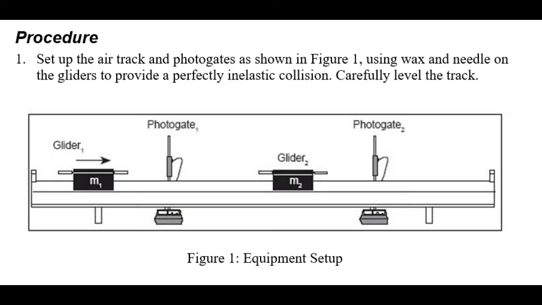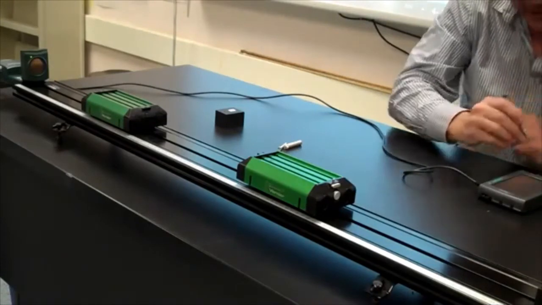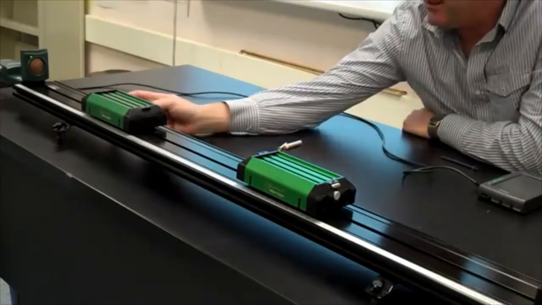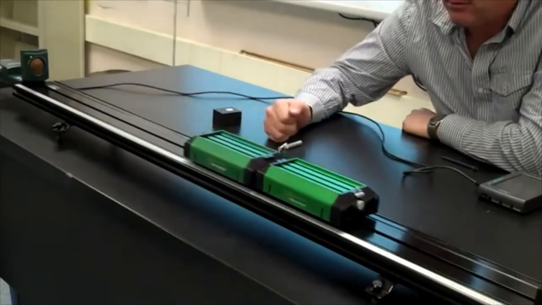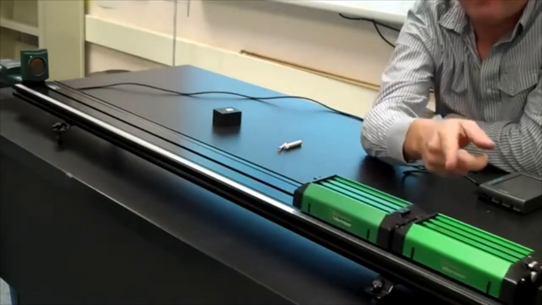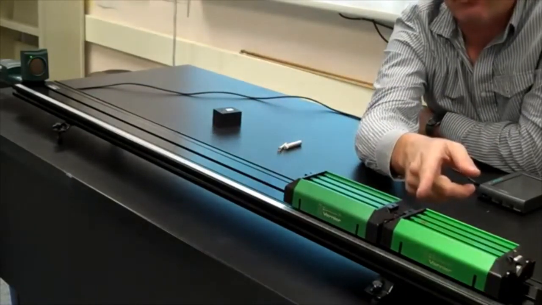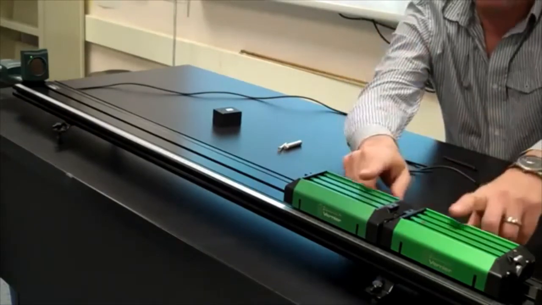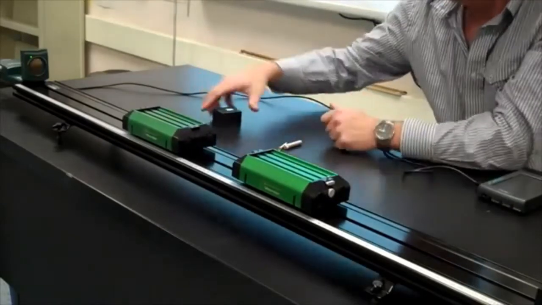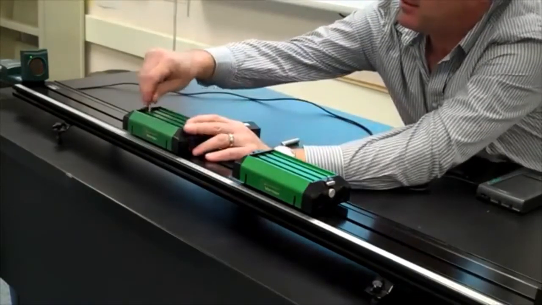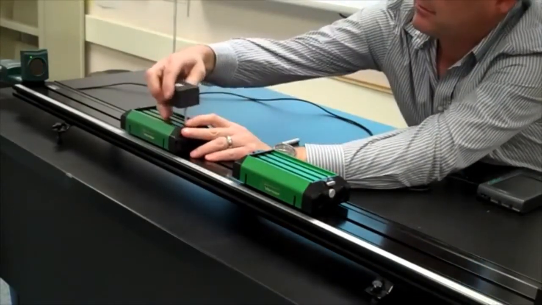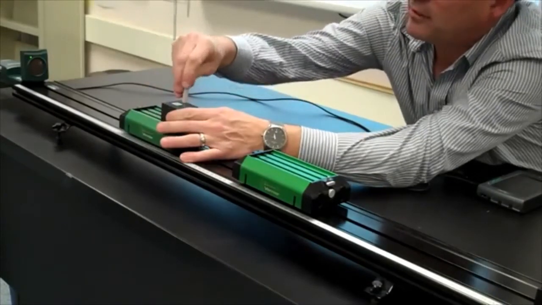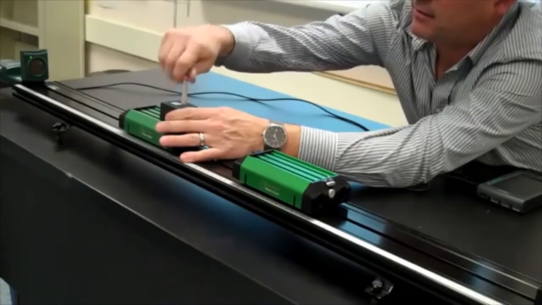Firstly, set up the air track and photo gates as shown in figure 1, using wax and needle on the gliders to provide a perfectly inelastic collision. This is to make sure that glider 1 will be attached to glider 2. Carefully level the track. Secondly, measure m1 and m2, which are the masses of the two gliders to be used in the collision. Record your result in table 1.